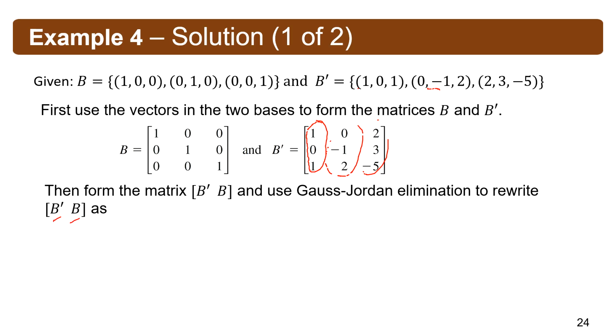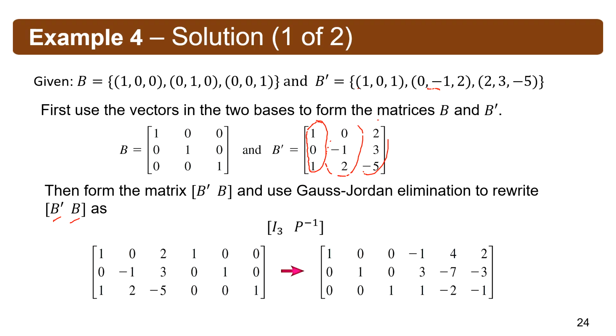Then you reduce to reduced row echelon form, and this one is now I. Change it now to I. And again, you are to use your calculator here for finding the inverse. This is the result, so that is your P inverse.